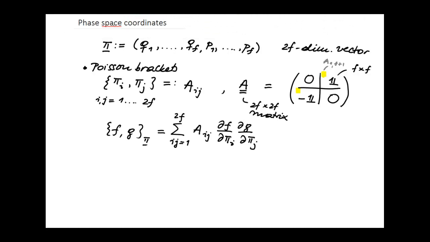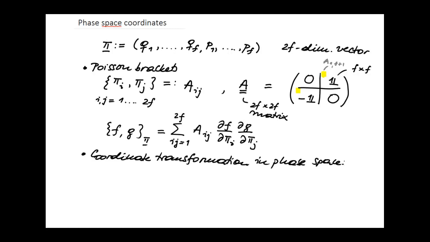Next, we look at coordinate transformations in phase space, no longer just limited to configuration space, but in phase space. And the idea is that we go from the phase space coordinates little pi to new coordinates, which I call capital Pi. And the new coordinates are functions of the old coordinates. So we have some transformation rule that relates the new coordinates to the old coordinates, and possibly this coordinate transformation is time dependent. So there might be a time dependence in this coordinate transformation.